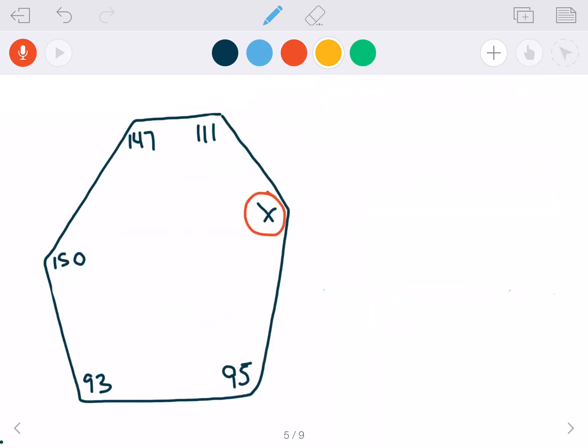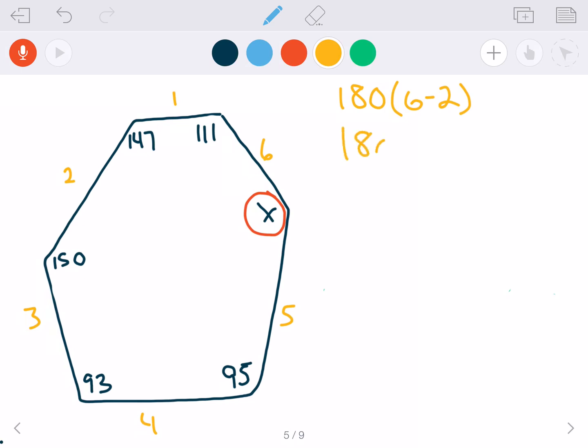To find a missing angle of something that is not a regular polygon, we need to figure out the sum of the interior angles. So counting up the sides, we've got 1, 2, 3, 4, 5, 6. So to find the sum of the interior angles, we're going to take 180 times 6 minus 2.